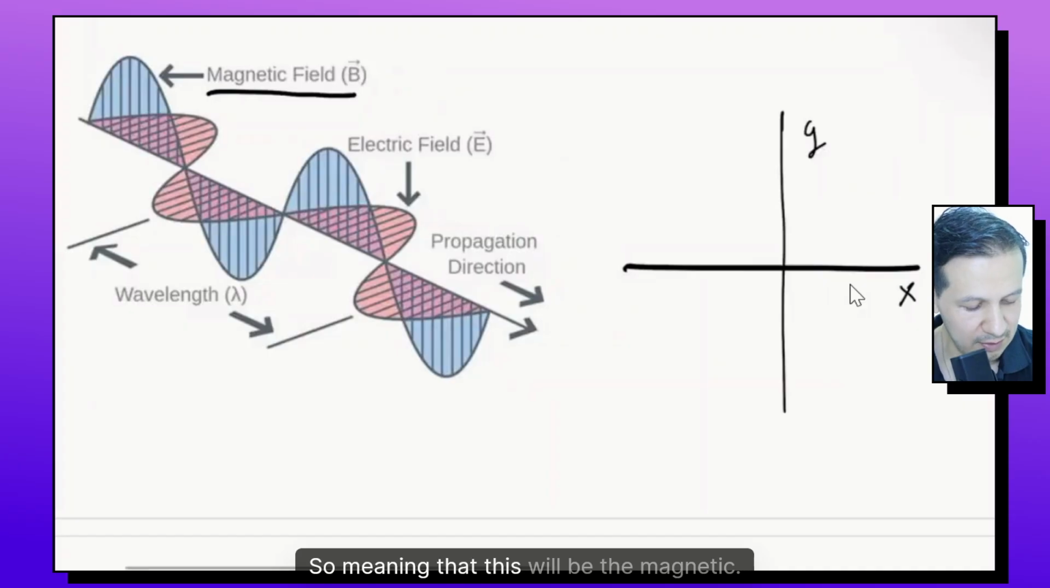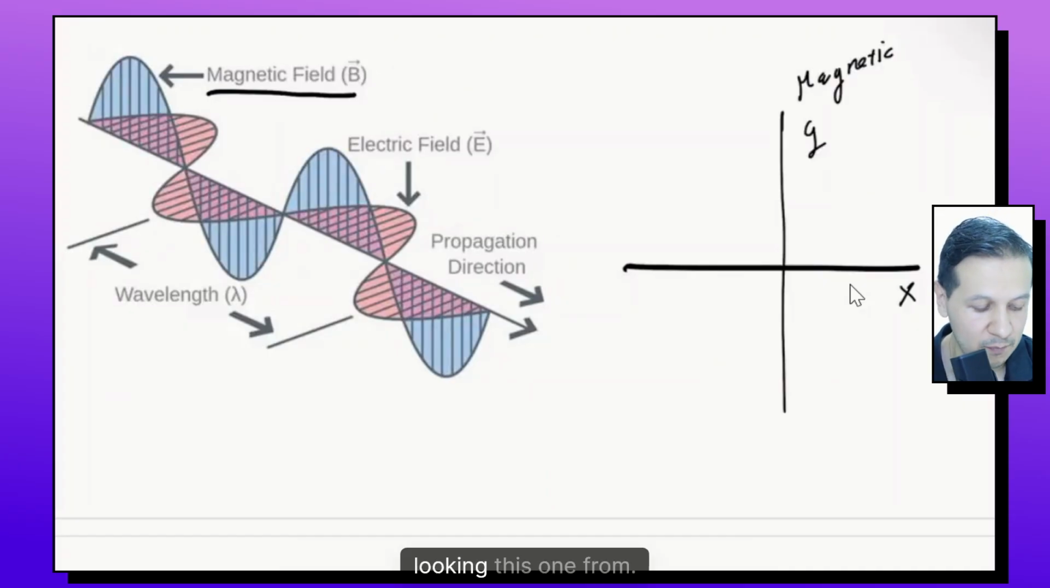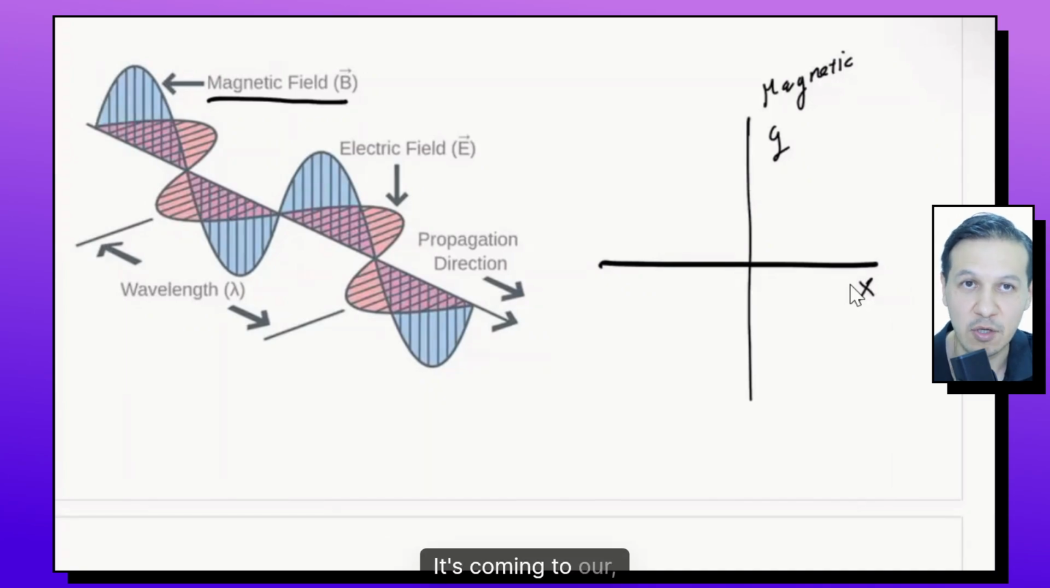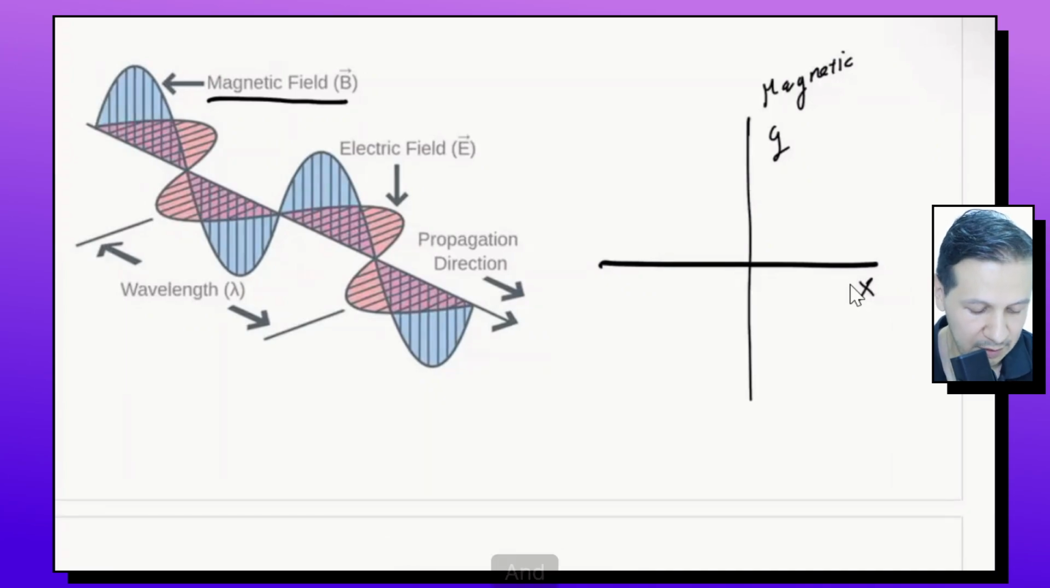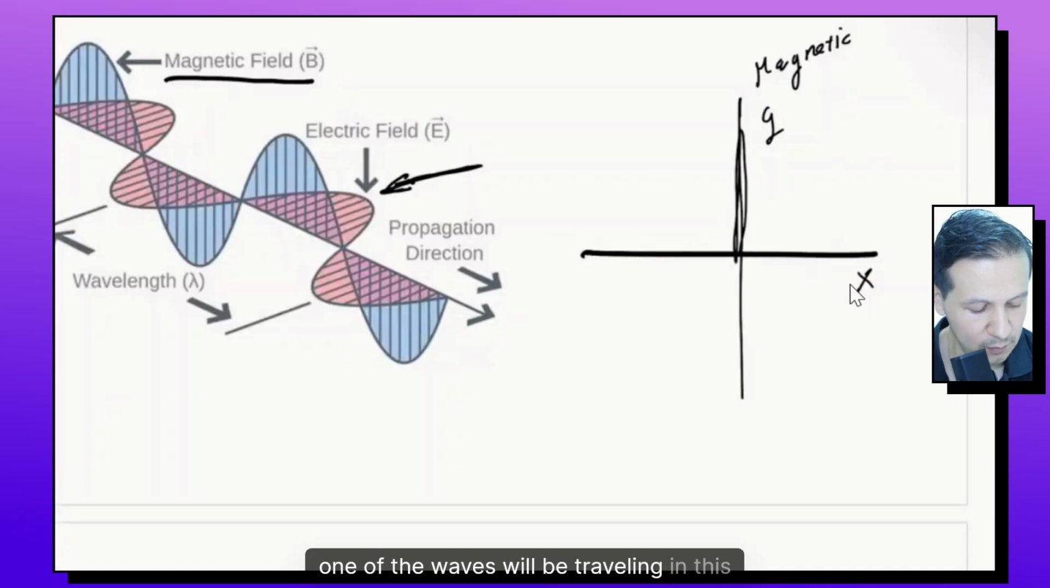So this will be the magnetic field. In this case, I am looking at it as coming towards us. And on the x-axis is the electric field, so this is the electric part. One of the waves will be traveling in this direction towards you, moving like this.